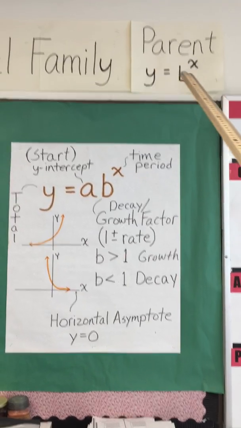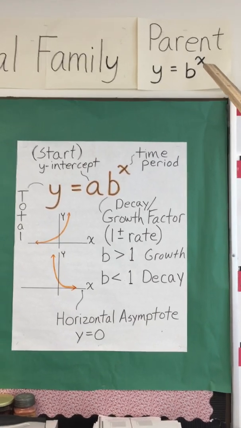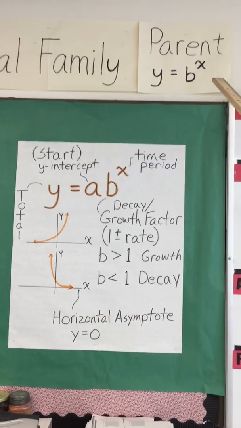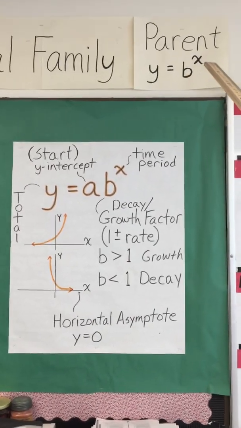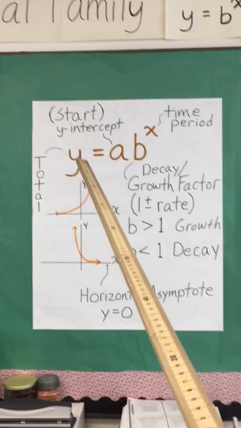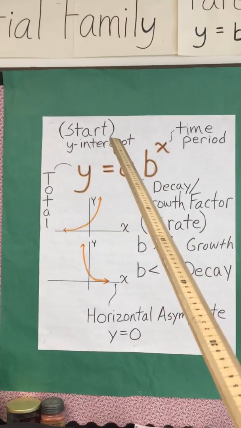This time, the x is the exponent itself. X is the little thing raised up high. In the other two, linears and quadratics, the x's were the bases. So they're different. Exponentials have the x as the exponent. This is what the formula looks like, or the basic equation: y equals ab to the x. What we're going to do is just pick out what the parts are.